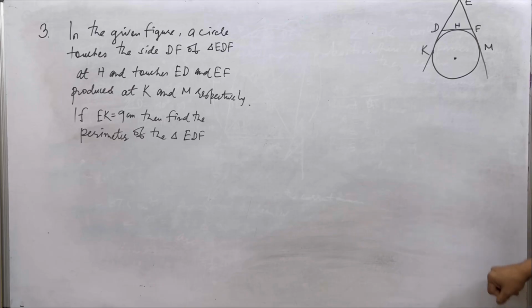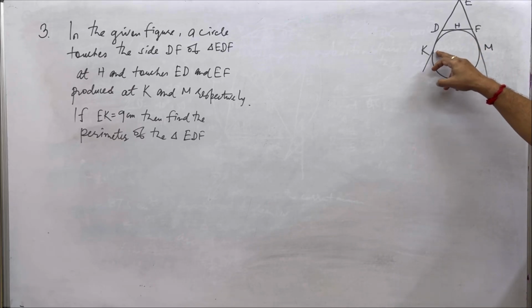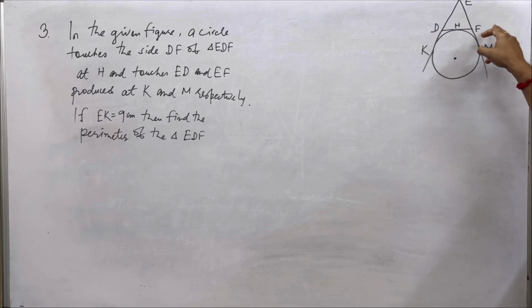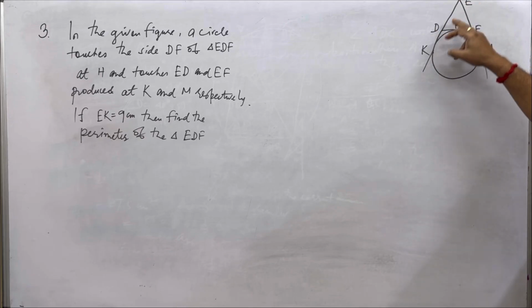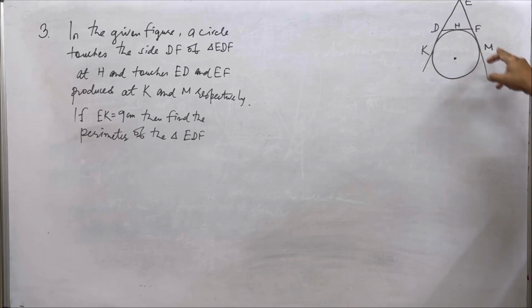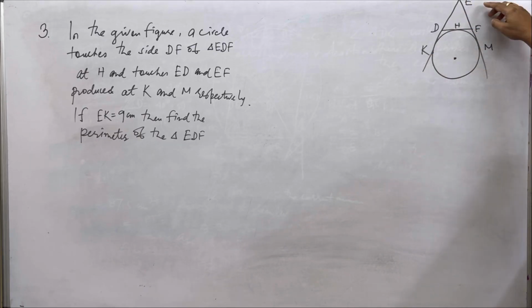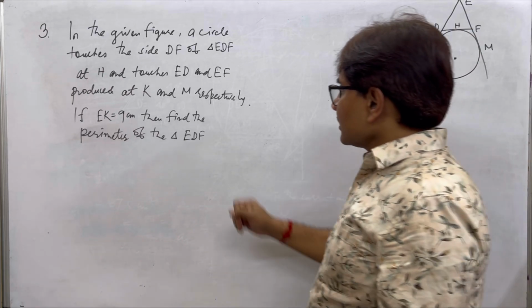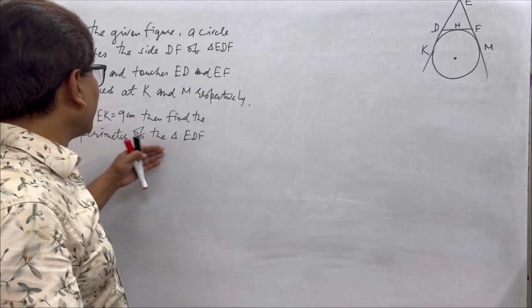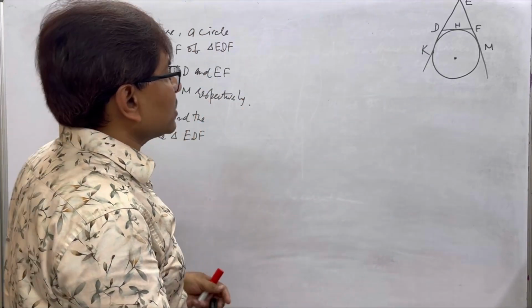So here is the circle and this circle is touching at points H, K and M. This H is on DF and these K and M are on produced ED and produced EF. That means whenever ED is produced to K, this K is touching the circle, and whenever EF is produced to M, this M is touching the circle. Now we are told to find out the perimeter of the triangle EDF. How to do this sum?